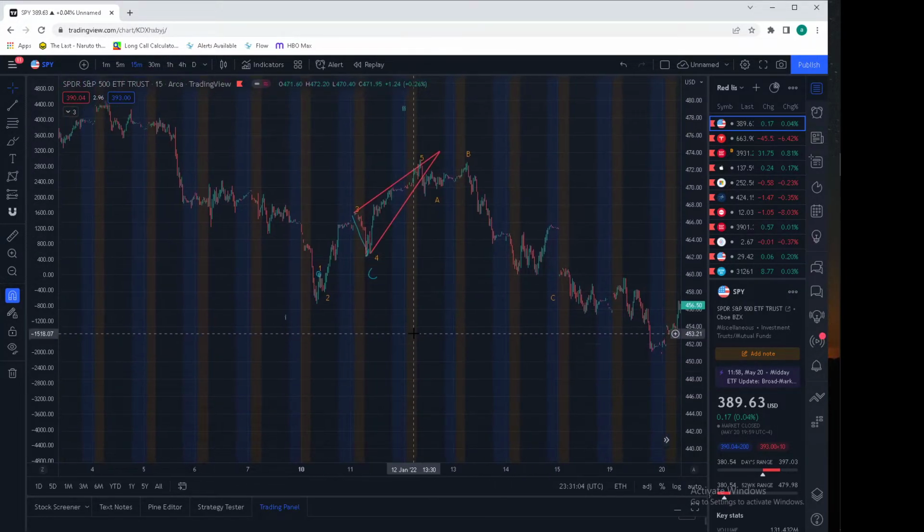And I'd recommend, if you can't count the wave, then it's not worth trading, right? If you're having a hard time figuring out where you are in the wave count, then don't even bother trying to trade it until you have a definitive answer to what wave count you're in.